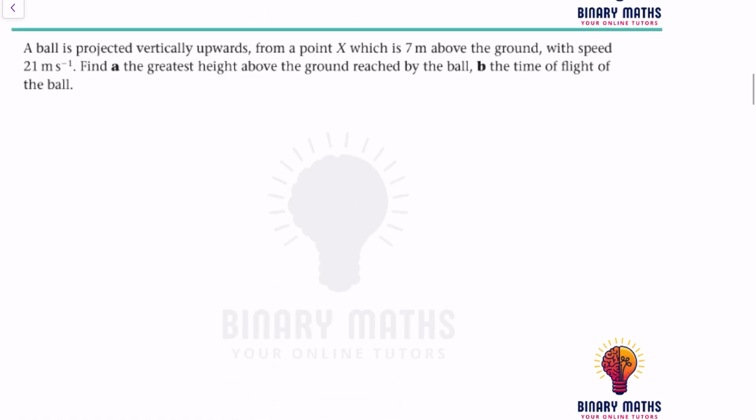Okay, next question. A ball is projected vertically upwards from point X. Okay, point X, which is 7 meters above the ground.